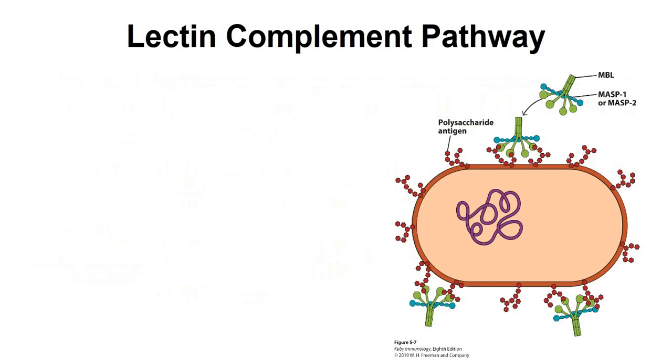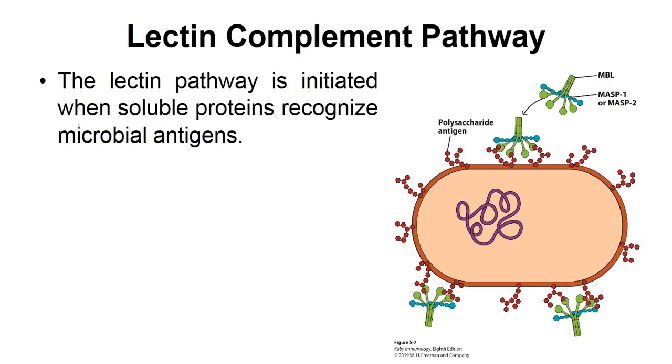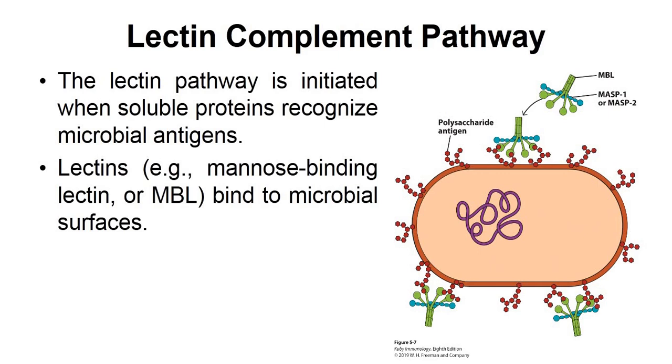Now, some of the additional points, this is the structure of your MBL, mannan binding lectin or mannose binding lectin, and this is MASP1, MASP2 and polysaccharide antigen. So, the lectin pathway is initiated when soluble proteins recognize microbial antigen. Lectins, the mannose binding lectin bind to microbial surface. How it binds? I have just shown the diagram.